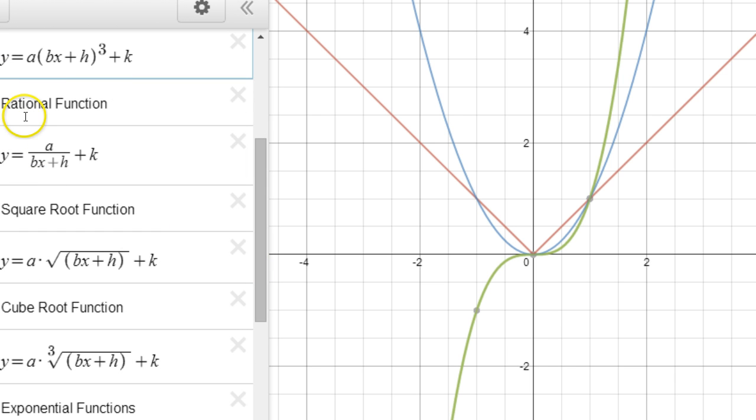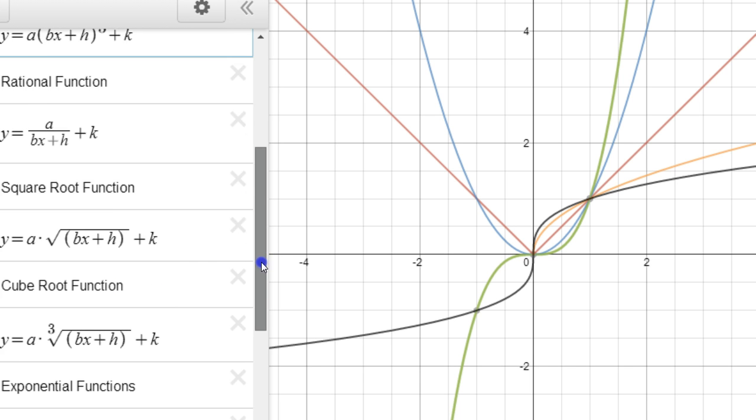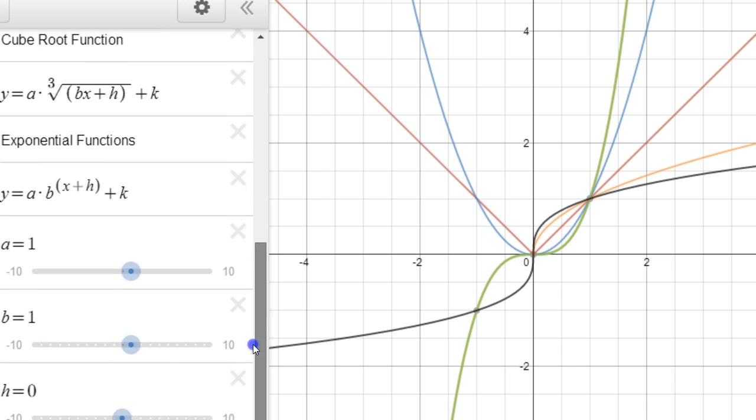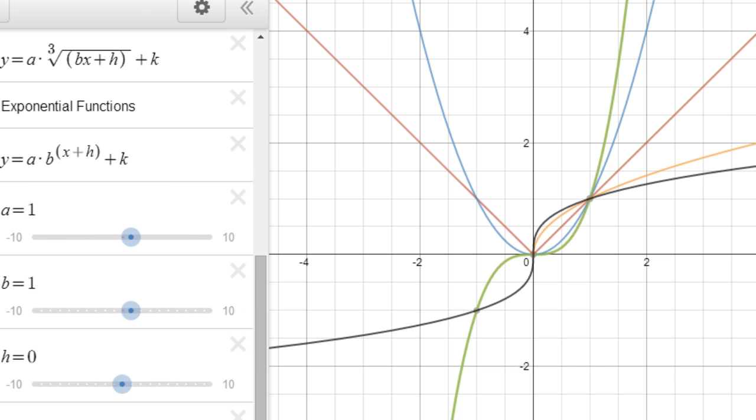Okay, there's also rational functions, but we'll talk more about that in semester 2. Square root functions you'll see this year, which is just basically the inverse of a parabola type thing. Okay, and the cube root function, which is the inverse of cubing. Exponential functions we won't focus on right now.